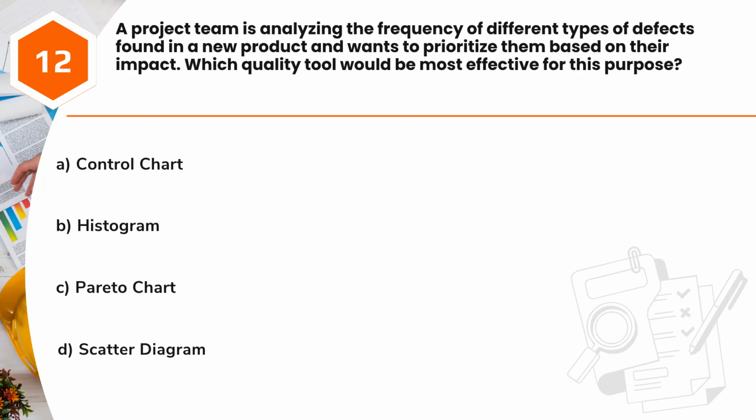Question 12. A project team is analyzing the frequency of different types of defects found in a new product and wants to prioritize them based on their impact. Which quality tool would be most effective for this purpose? A. Control chart. B. Histogram. C. Pareto chart. D. Scatter diagram.